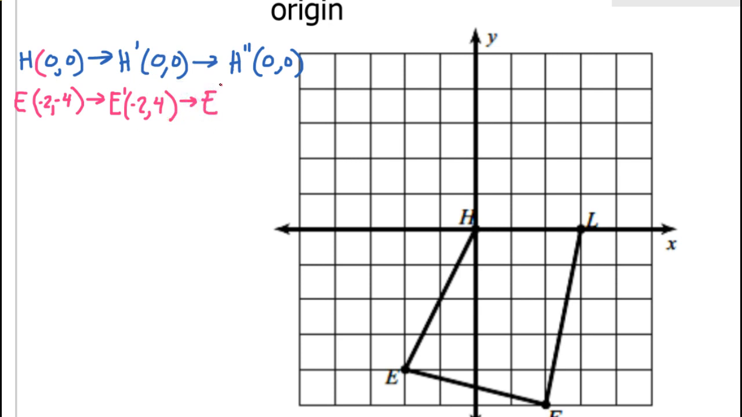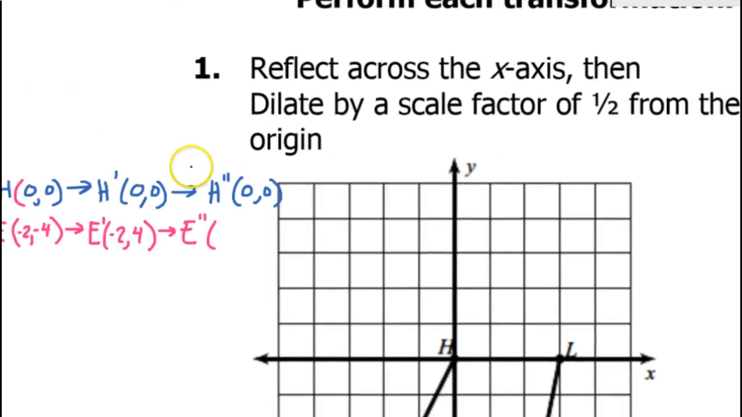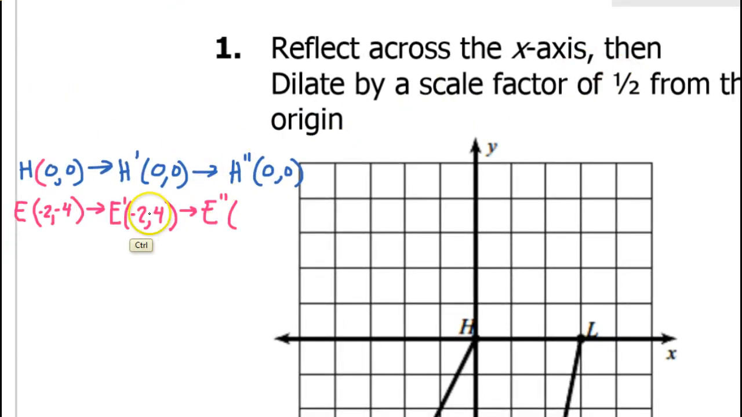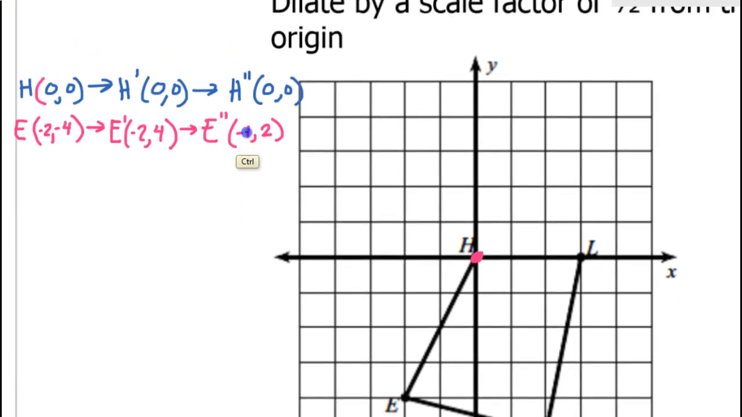Now let's get E double prime. This is where we dilate by a scale factor of 1/2 from the origin. So we're just going to take half of each of these. Half of -2 is -1, and half of 4 is 2. Maybe I should plot these as I go. So H double prime is (0, 0). Now I've got E double prime is (-1, 2). So this is E double prime.